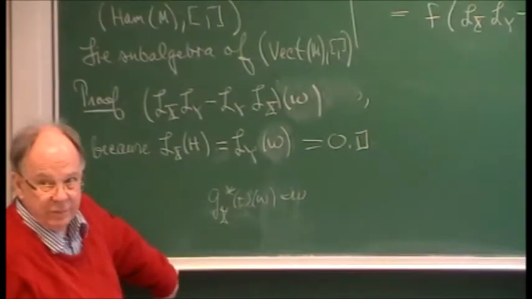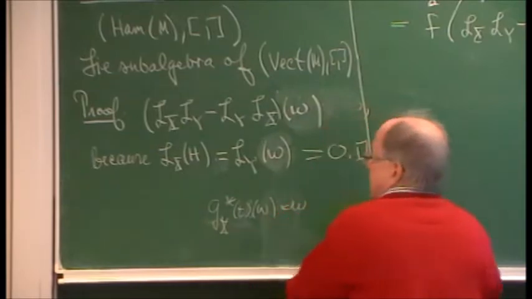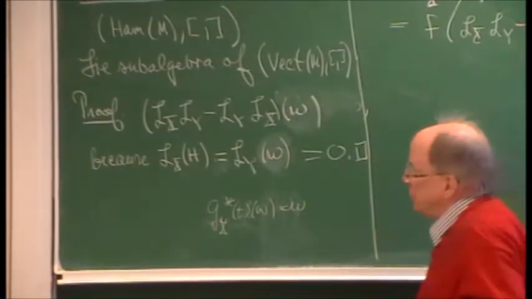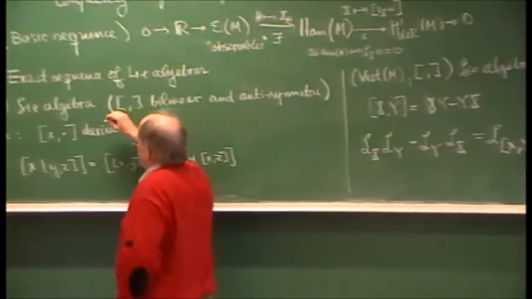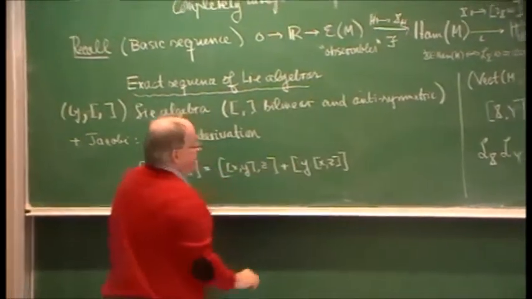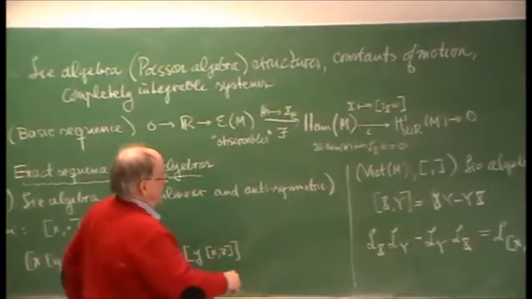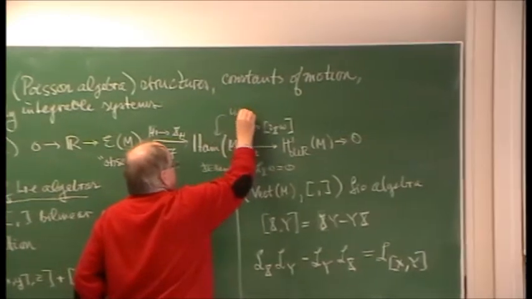Okay. That's it. Okay, so that's a good proposition. So that's the first step in discussing the fact that this is an exact sequence of Lie algebras. Here we have the Hamiltonian space, just the usual bracket.